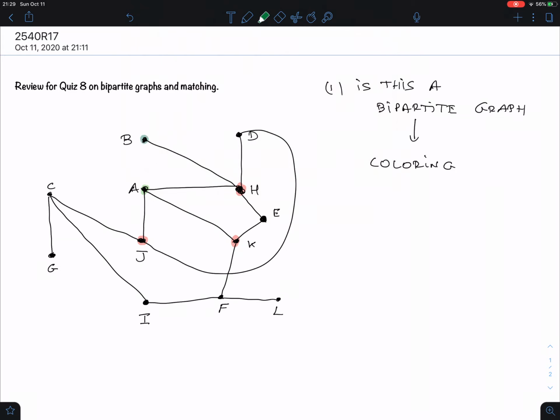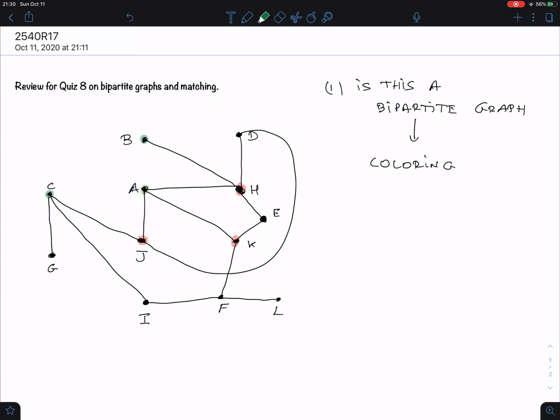Now, what about C? C is connected already to a red. If C were not connected to anything that I have done already, then I go to the next one, because I don't know yet. I don't want to commit to the color of C yet. I only commit to a color if I have no choice. Except for the very first one, there I choose something. It doesn't matter: if I start with green, I get one coloring; if I start with red, I get the opposite coloring, but it works. Okay, so from the fact that C is connected to J, which is red, I need to color C green.